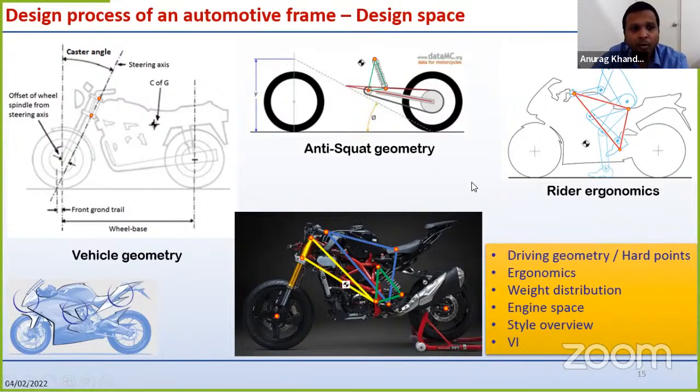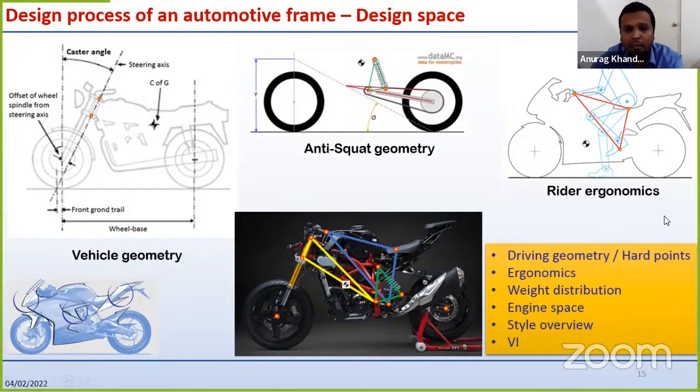Apart from that, the frame also helps with weight distribution. Weight distribution is also a key parameter for handling. Where do we put the engine, that being the heaviest part, or where do we put the battery in an EV, has a larger impact, and the frame has a role to make sure that the heavy components are placed in such a way that weight distribution is maintained.